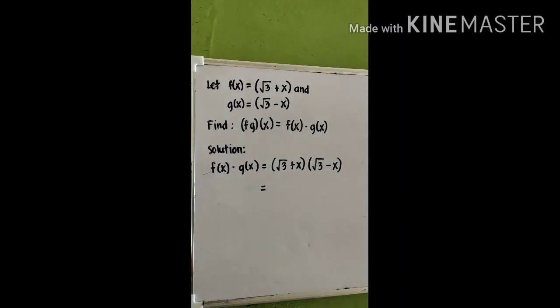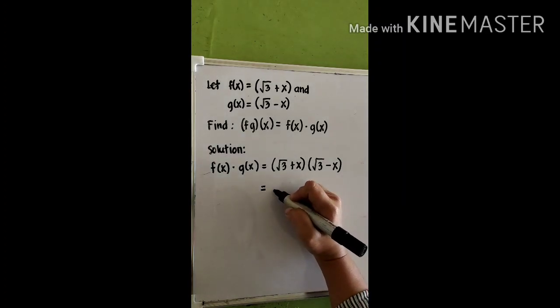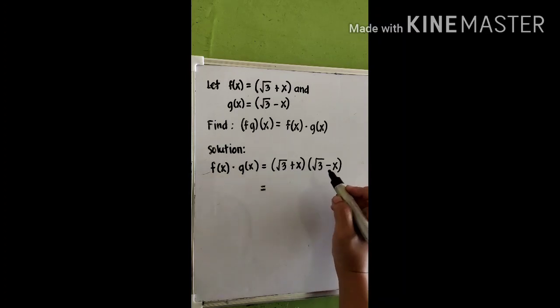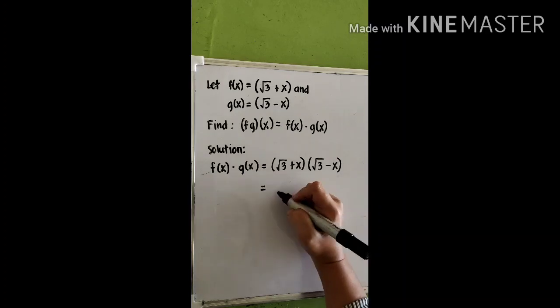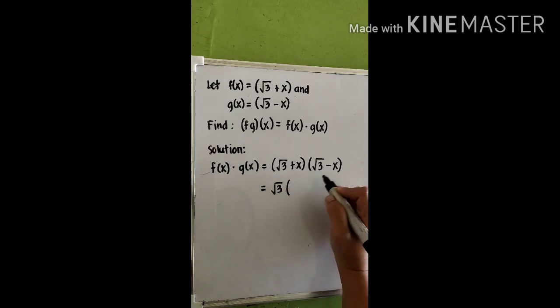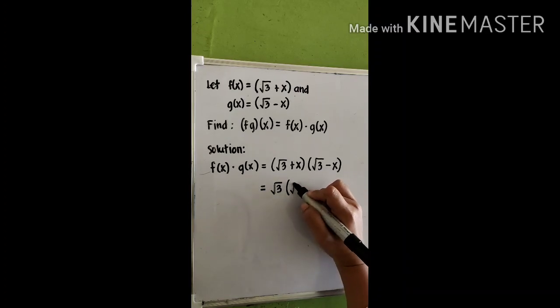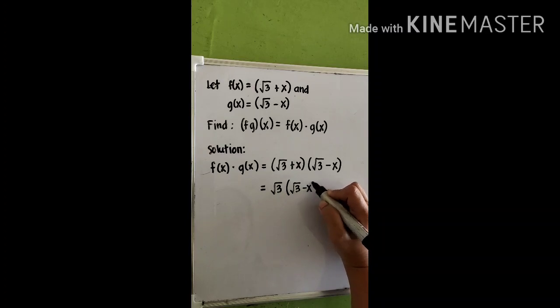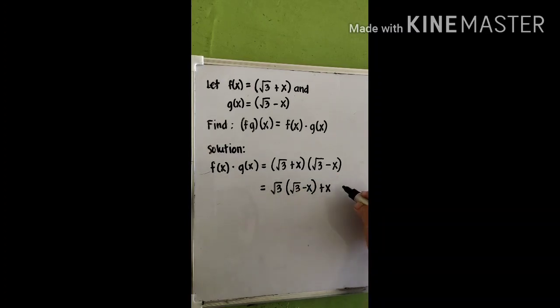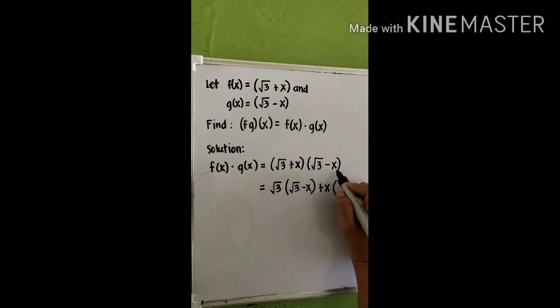So multiplying the two functions, we will distribute the terms of the first function and multiply them to the terms of our second function. So we have square root of 3 for the first function multiplied to the second function, square root of 3 minus x. And then the second term, which is plus x, multiplied to this second function, square root of 3 minus x.